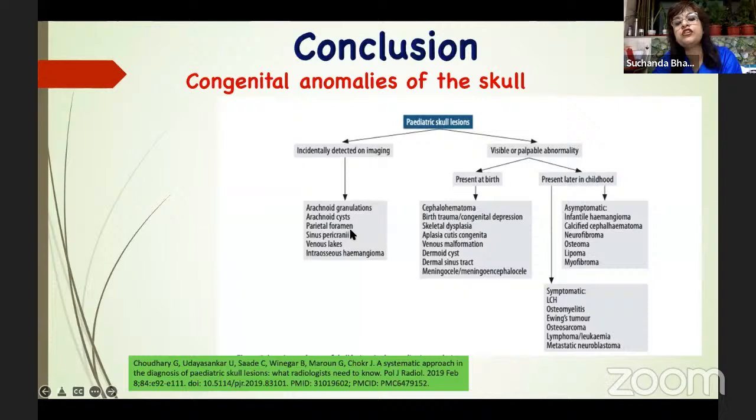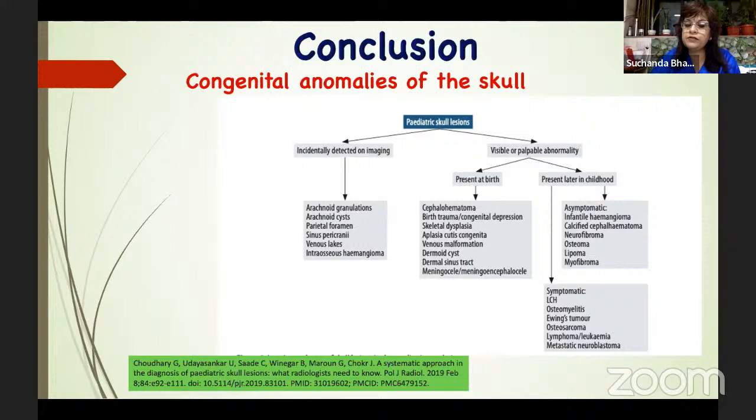If you look at the visible or palpable abnormality, then you can see that it is present at birth. It could be cephalohematoma, trauma or congenital depression, skeletal dysplasia, aplasia cutis, venous anomalies, dermoid cysts, sinus, meningocele, and encephalocele. If it presents later in childhood, it could be asymptomatic: infantile hemangioma, calcified cephalohematoma, neurofibroma, osteoma, lipoma, myofibroma. In symptomatic kids, it could be Langerhans histiocytosis. It could even be infection of the bone, which is called osteomyelitis. It could even be sarcoma, osteosarcoma, fibrosarcoma, leukemia, and metastatic deposits of neuroblastoma. So this summarizes all the congenital anomalies of the skull.